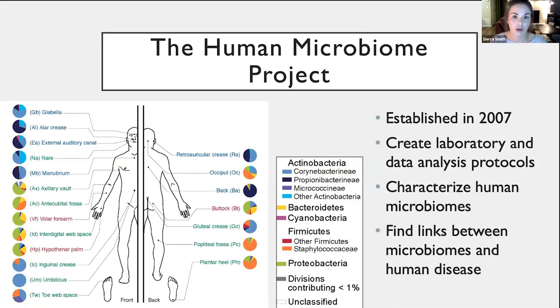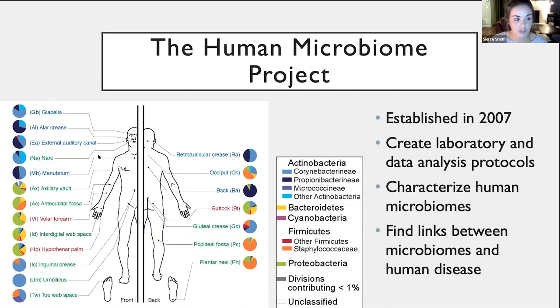One of the first large-scale projects to characterize host-associated microbiomes was the Human Microbiome Project, which launched in 2007. One aim of the project was to develop laboratory protocols and data analysis pipelines to obtain and process microbiome data. And one of the major findings that came from the early microbiome research was that animals are host to actually several different microbiomes, not just one large microbiome.